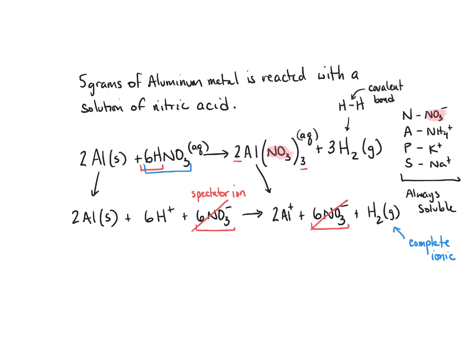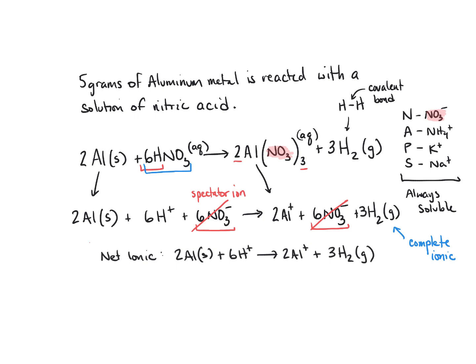So what we do is we say those are going to remain to make what we refer to as the net ionic. So now our net ionic is going to be what's left over. We have 2 Al solid plus 6 H plus yields 2 Al 3 plus, oops, I forgot the 3 here, plus 3 H2 gas.